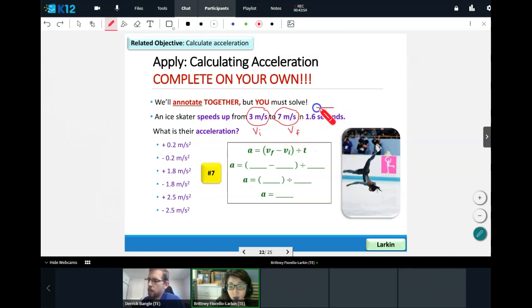And then last but not least, 1.6 seconds is our what? Yeah, our time. So if I were to plug this in, I should have our final velocity, which is 7, minus our initial velocity, which is 3, and divided by our time, which is 1.6. Don't forget to solve what's in the parentheses first before putting that into your calculator.